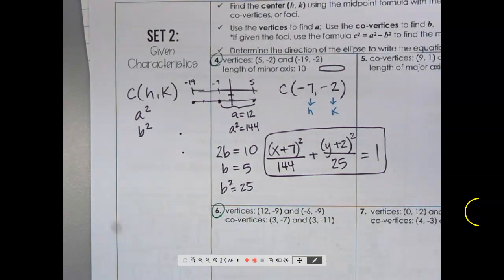I think these are a little bit harder just because they're a little more abstract. If it helps you, get a piece of graph paper. I have some over there, and actually plot it on graph paper if it helps.